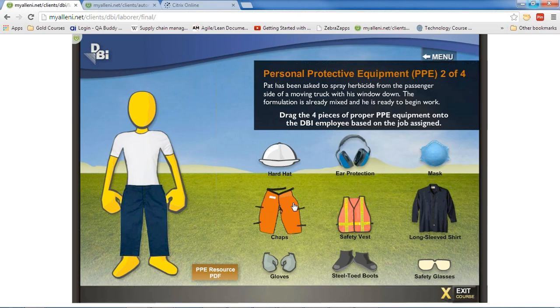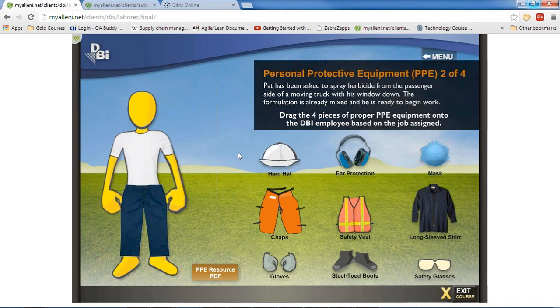Next, you're going to use your mouse. This is the activity. When we were talking about what the activity is, this is literally the activity. I'm going to use my mouse and drag onto Pat the PPE that you believe is necessary for safely completing the job assigned. And at the bottom, like I mentioned in the Delta game that we built for them in Zebra, we have a resource document. If I'm unsure about what PPE should be used, I can always reference the PPE resource document by clicking here.